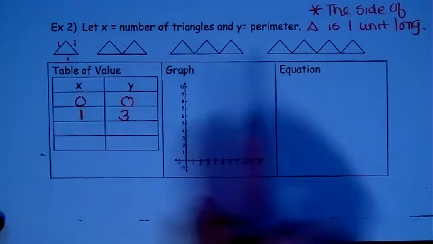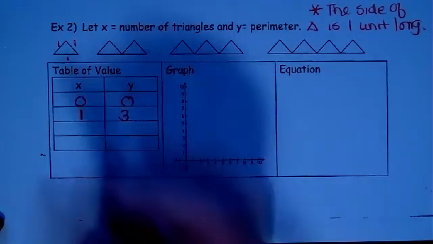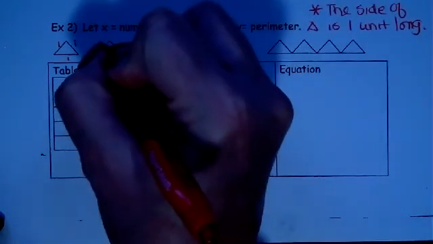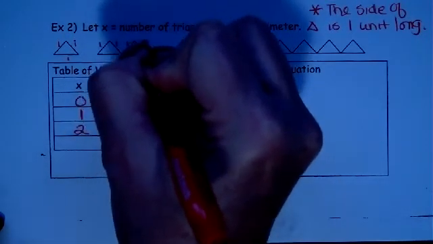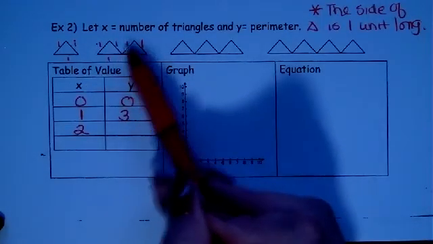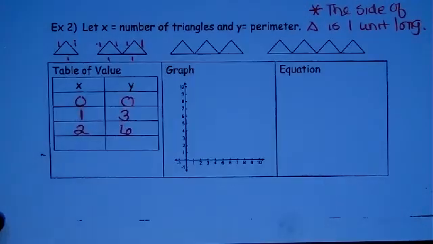Now, my second figure in my pattern right here has 2 triangles, right? So there's 2 triangles. What is my perimeter? There's 1, 1, 1, 1, 1, and 1. So 1, 2, 3, 4, 5, 6 units. Okay. Now, I bet you can already see the pattern and you know what's coming next.